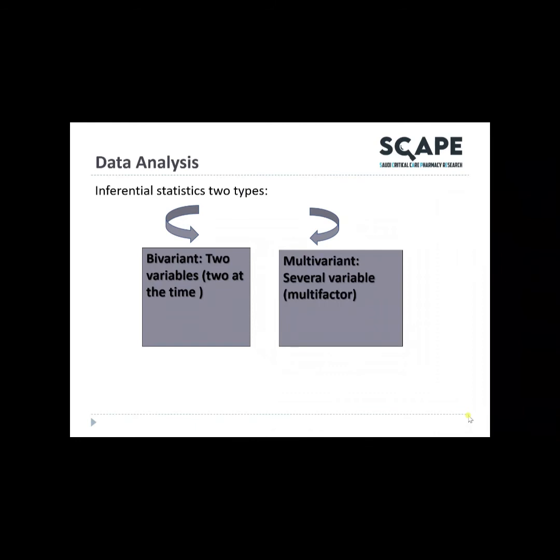And there are two main types of inferential statistics. Bivariate, which means the data set contains two variables and the researcher aims at undertaking a comparison between two data sets. Multivariate, a more complex form of statistical analysis, used when there are more than two variables in the data sets.